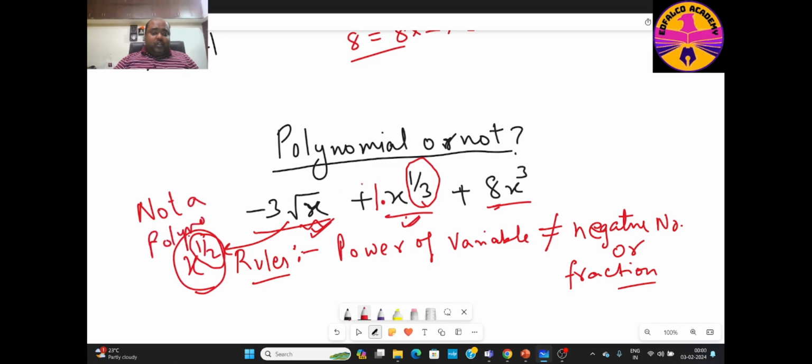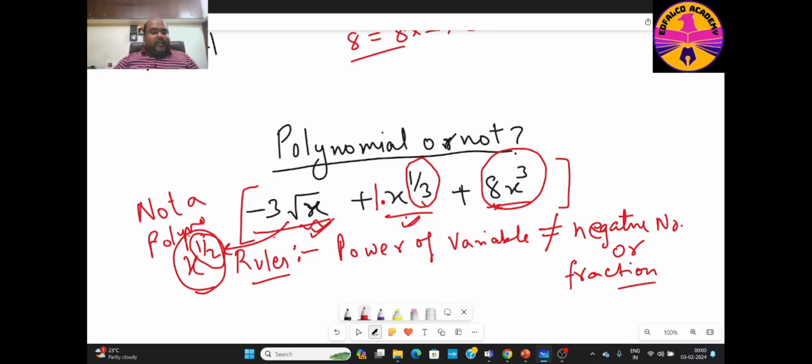So, although the third term, 8x cube, is behaving like a polynomial term, overall, if the expression is asked, the expression itself holistically is not a polynomial. Even if one of the terms is not a polynomial, the overall expression becomes a non-polynomial expression.